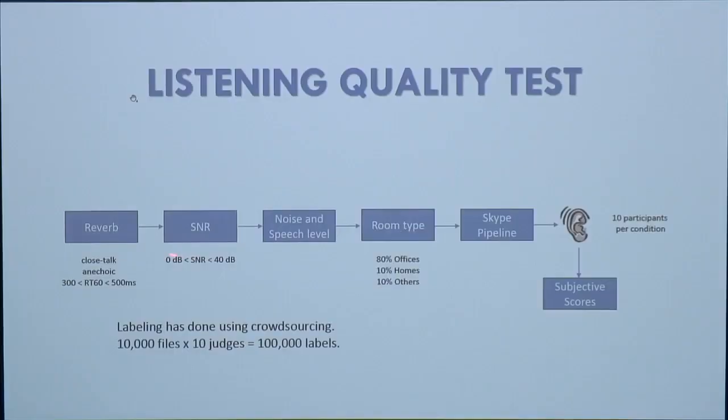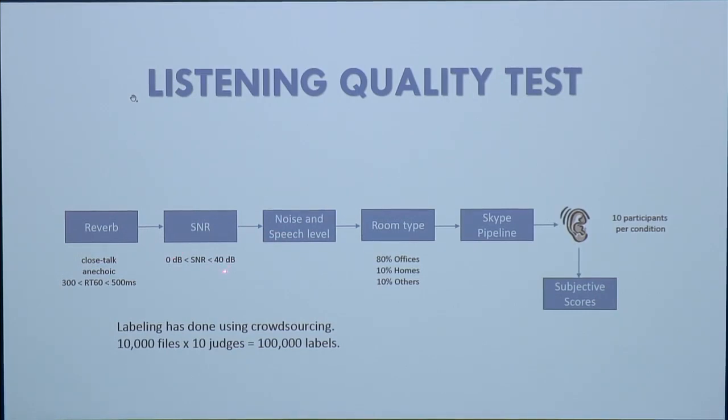In terms of SNR, this is basically the range of SNR. We're going to check the distribution of SNR in a few slides. We also have noise and speech level varying. So all these variables are being assessed by people.